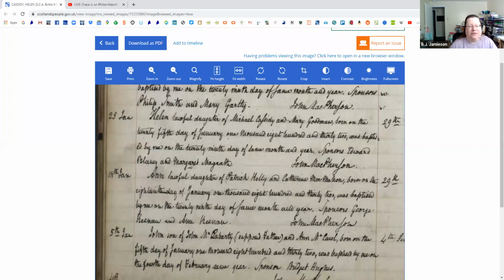So let me stop sharing the screen. Okay, lawful child means that the child was born when the parents were married. A natural child is an illegitimate child. Other phrases I've seen are base born, born in uncleanliness. Natural child is actually a bit of a euphemism there.